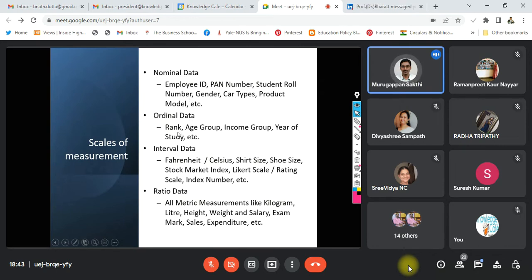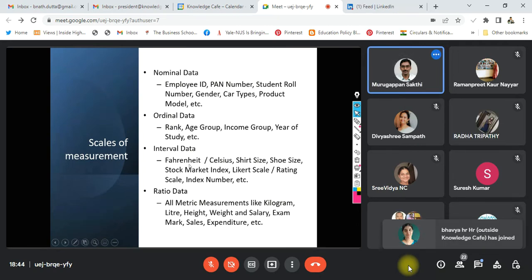Ordinal data: rank, age group, income group. I'm using the word income group. Similar to the age group, you can go ahead with an income group also. You can ask straightforwardly, what is your exact income? If you are collecting the exact income from the respondent, it will fall under ratio data. If it is an income group, it will fall under ordinal data. Years of study, these are all ordinal data.